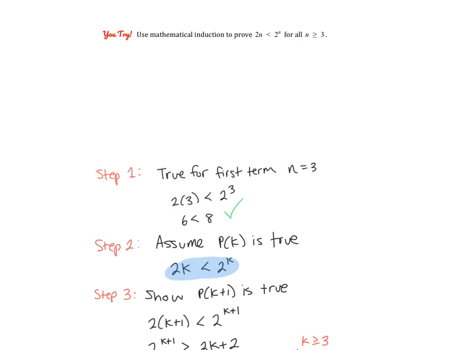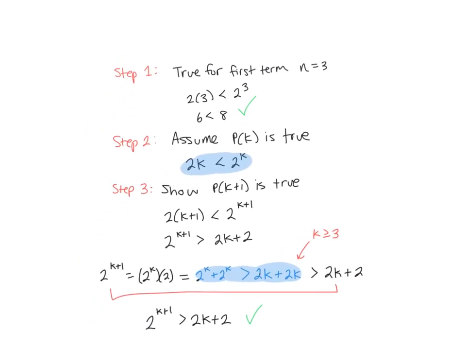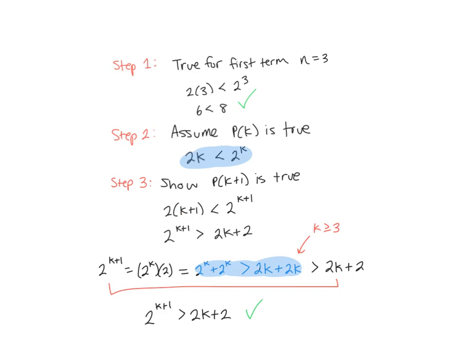So now that we've made that assumption, we have to show that P of k plus 1 is also true. So we're going to substitute k plus 1 in for n, and what we end up with is 2 to the power of k plus 1 is greater than 2k plus 2. I just flipped the direction. Okay, so we have to show somehow that this is true. So I'm going to start on the left, the larger side, and start breaking it down. We know that 2 to the power of k plus 1 can be written as 2 to the power of k times another power of 2. Double anything just means you're adding it twice. So this is equal to 2 to the power of k plus 2 to the power of k.